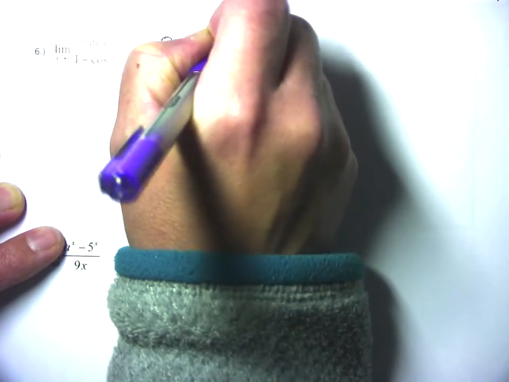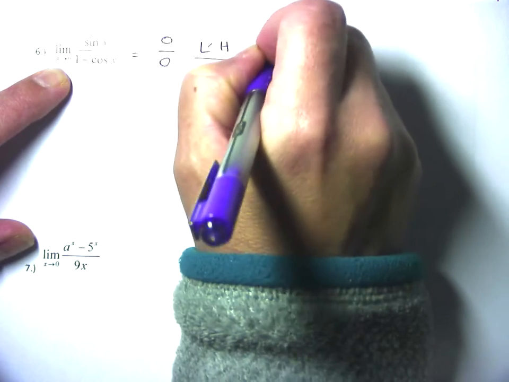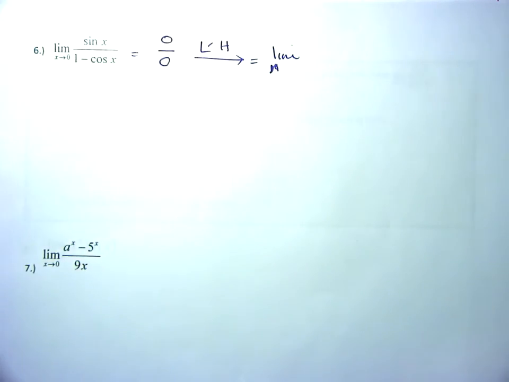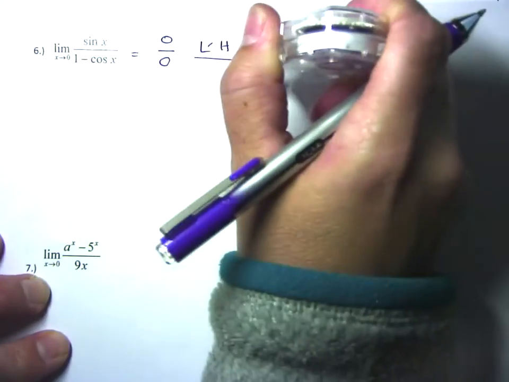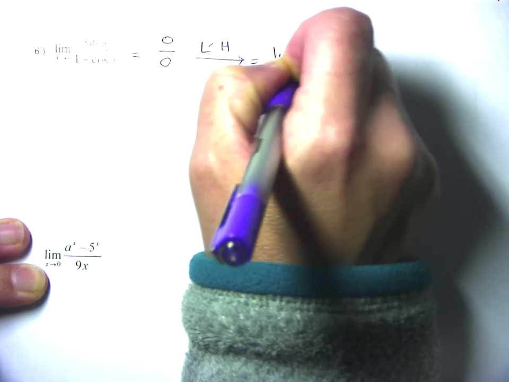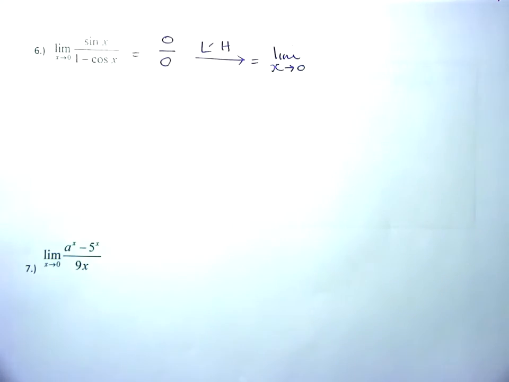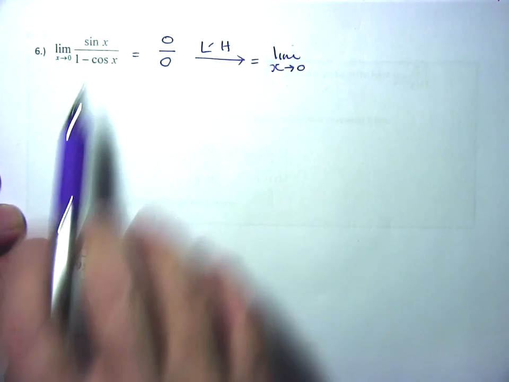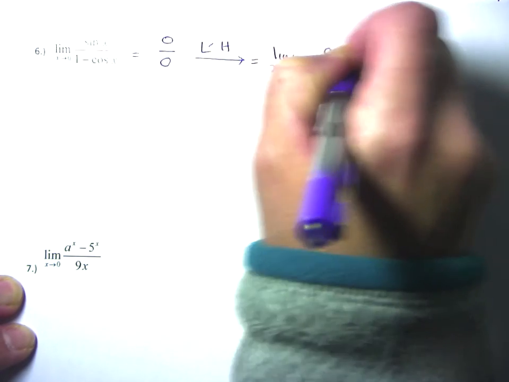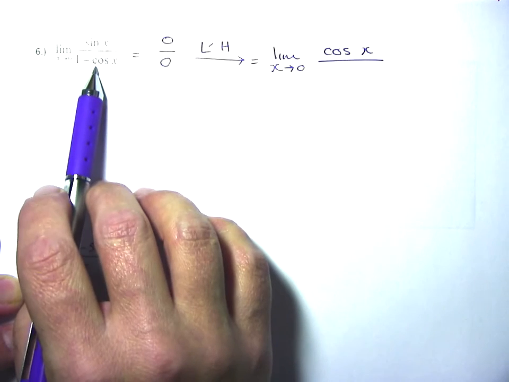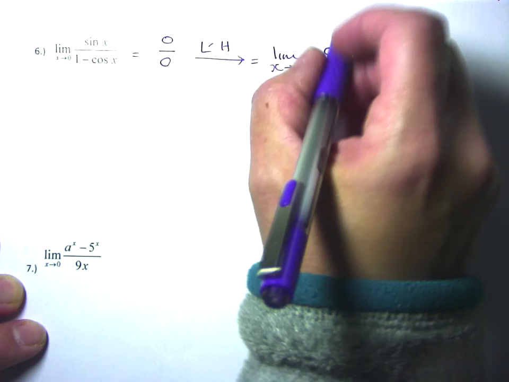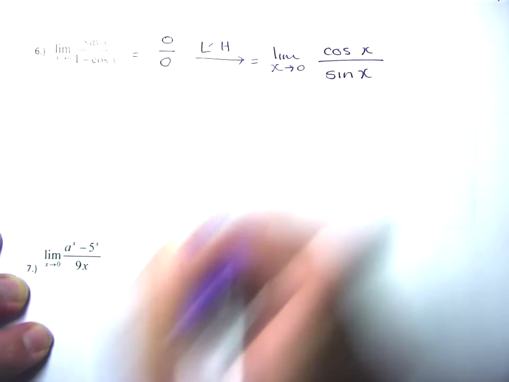Which tells me that I need to go ahead and apply L'Hopital's rule. So the original limit will be equivalent to the limit as x approaches 0. I'm going to take the derivative of the numerator. Derivative of sine is equal to cosine, over the derivative of the denominator. Derivative of 1 minus cosine of x is equal to positive sine of x.